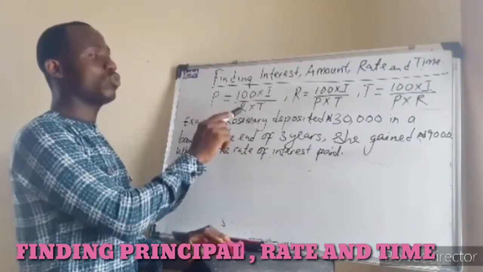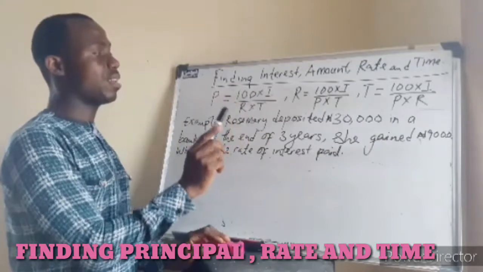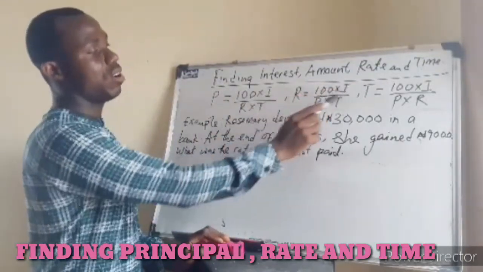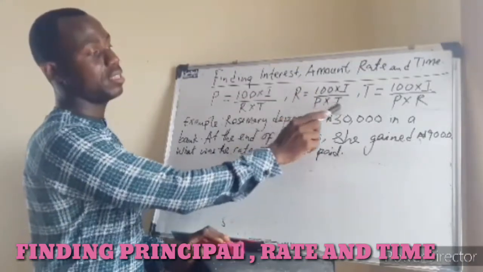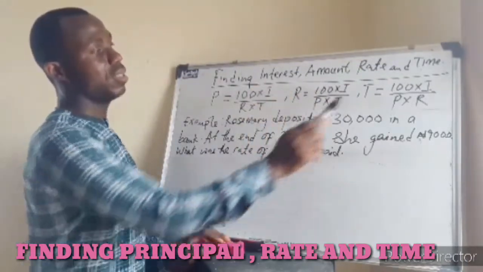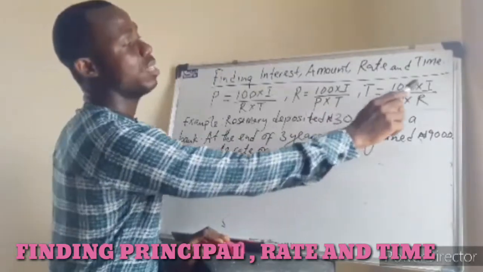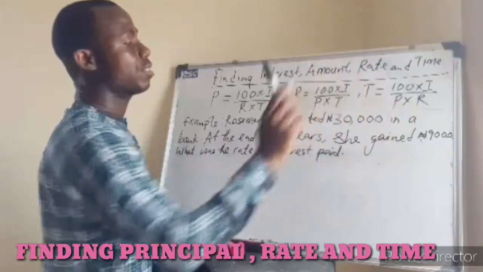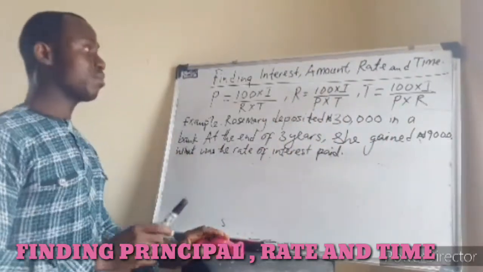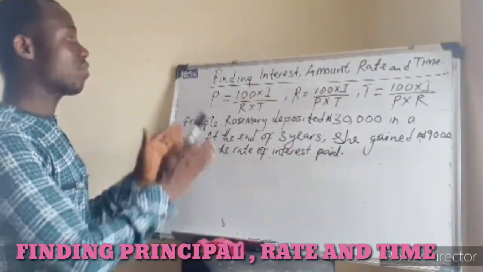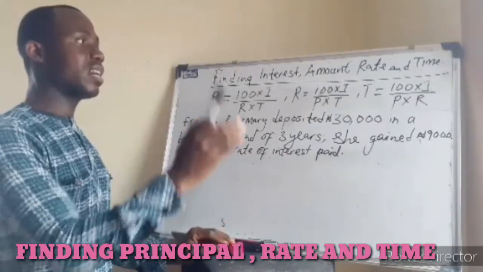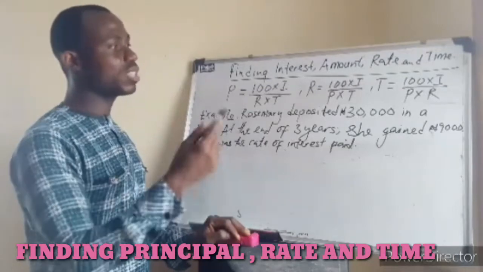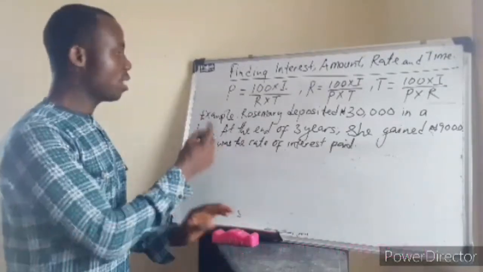Because principal is here, the rest two, rate and time, are here. The same thing here: rate is 100 times I all over principal times time. Also, time is equal to 100 times I all over principal times rate. Now, let's take an example. In the same way, if you are asked to find principal, rate, or time, you use the same method. Look at this question.